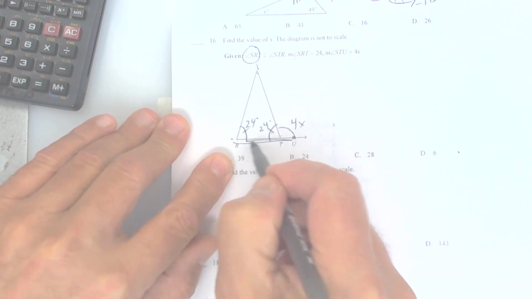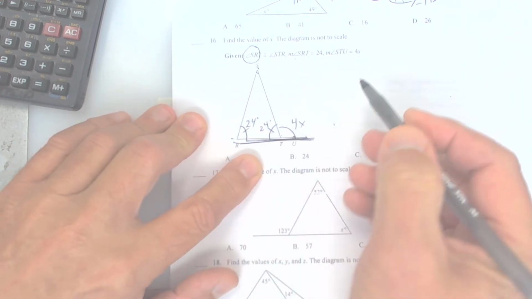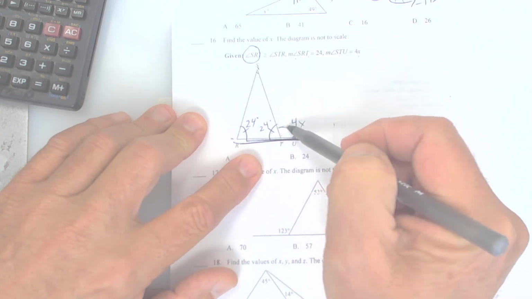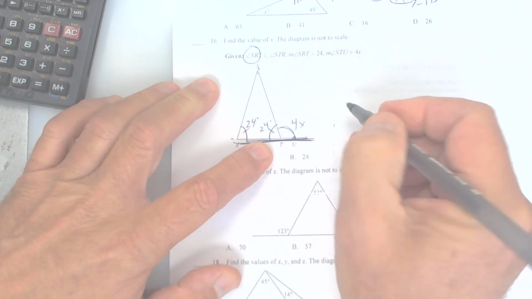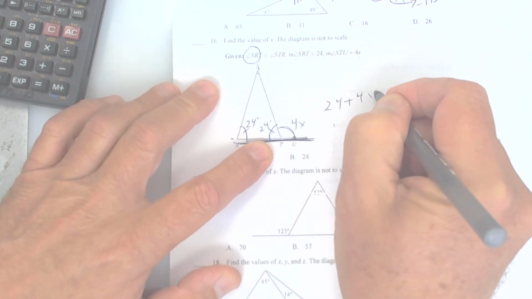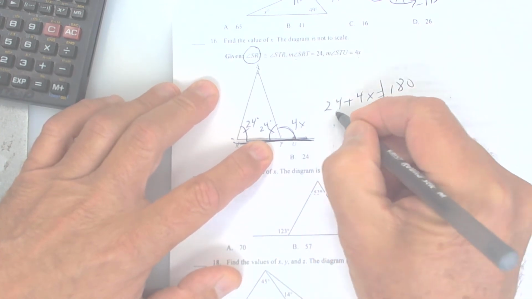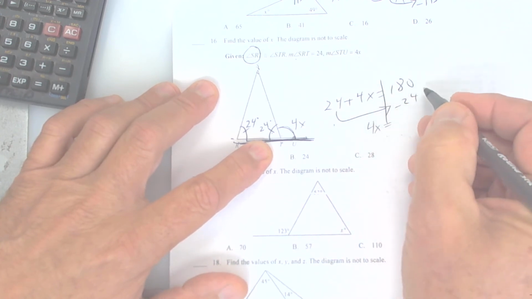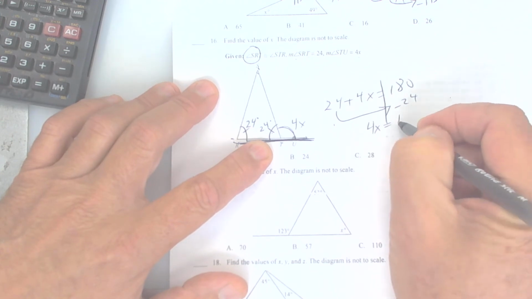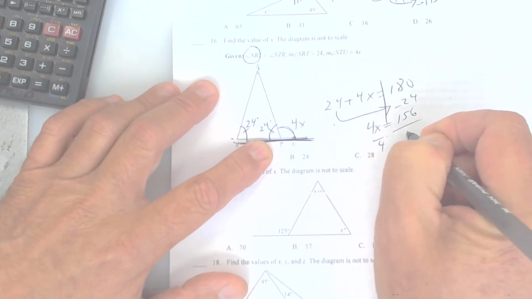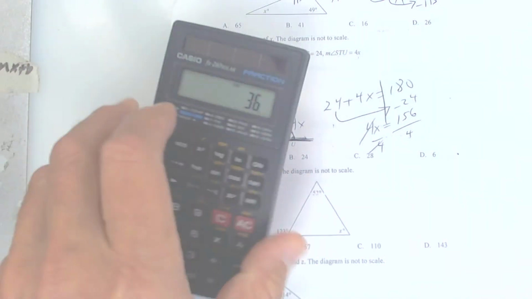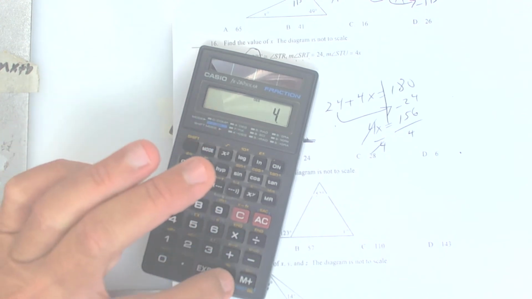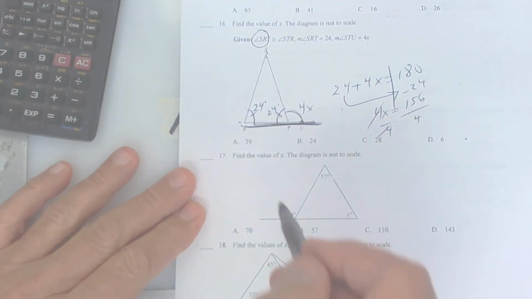Now this line is worth 180. Okay? Make sure you know that. STU is this angle. It equals this line. So 24 plus 4x is equal to 180. You want to subtract 24 and divide by 4. So 4x equals whatever that is, 156, I think. And then divide by 4, and whatever you get is your answer. So let's see what it is. 156 divided by 4, I get 39. There it is.